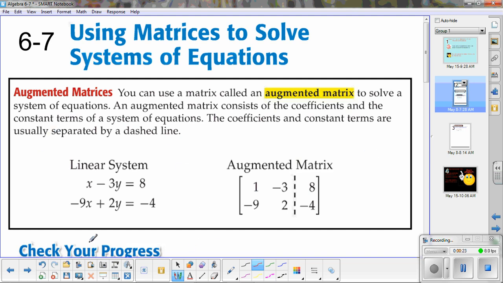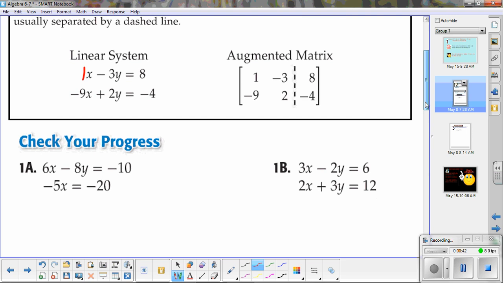For example, if you have this system of equations, the augmented matrix for this system is 1, -3, and then where the equal sign is where the dashed line goes, 8, and then -9, 2, -4. You may want to pause the video and try these two on your own.